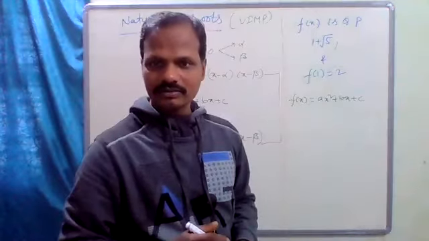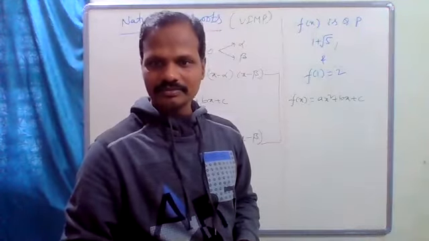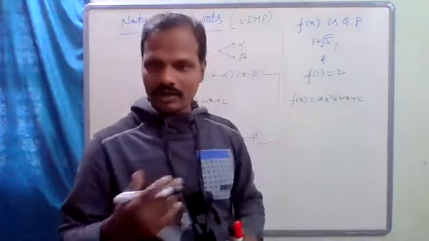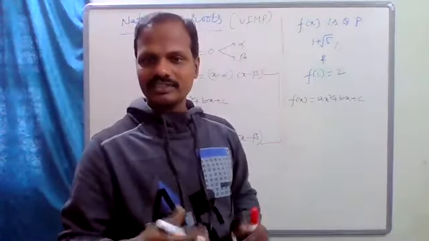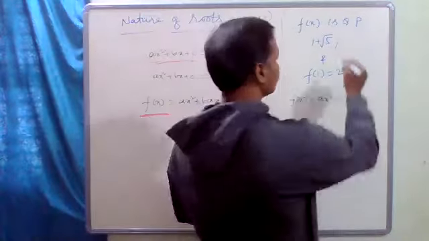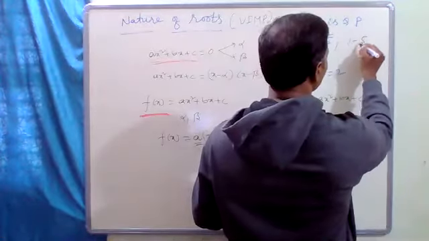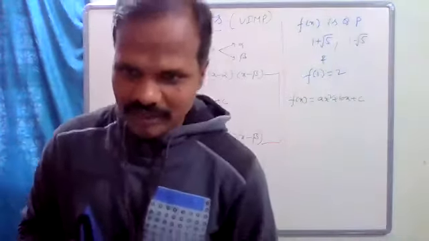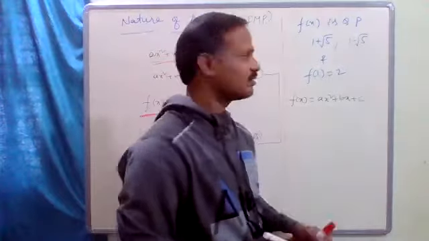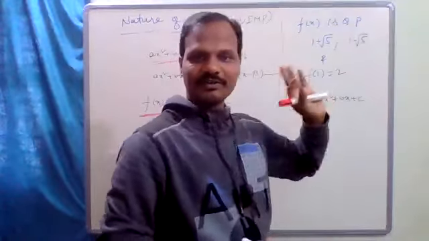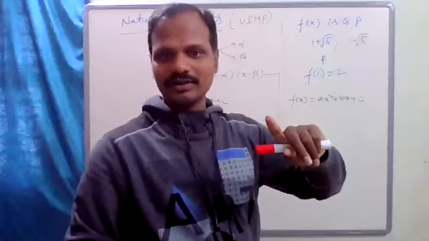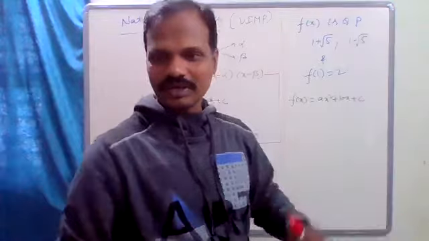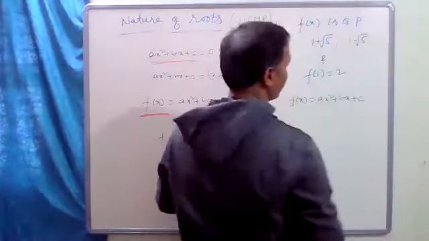What about the other root? If 1 plus root 5 is one root, the other root is its conjugate. What is its conjugate? 1 minus root 5. That means two roots are given. So even if I gave one root, indirectly there are two roots.